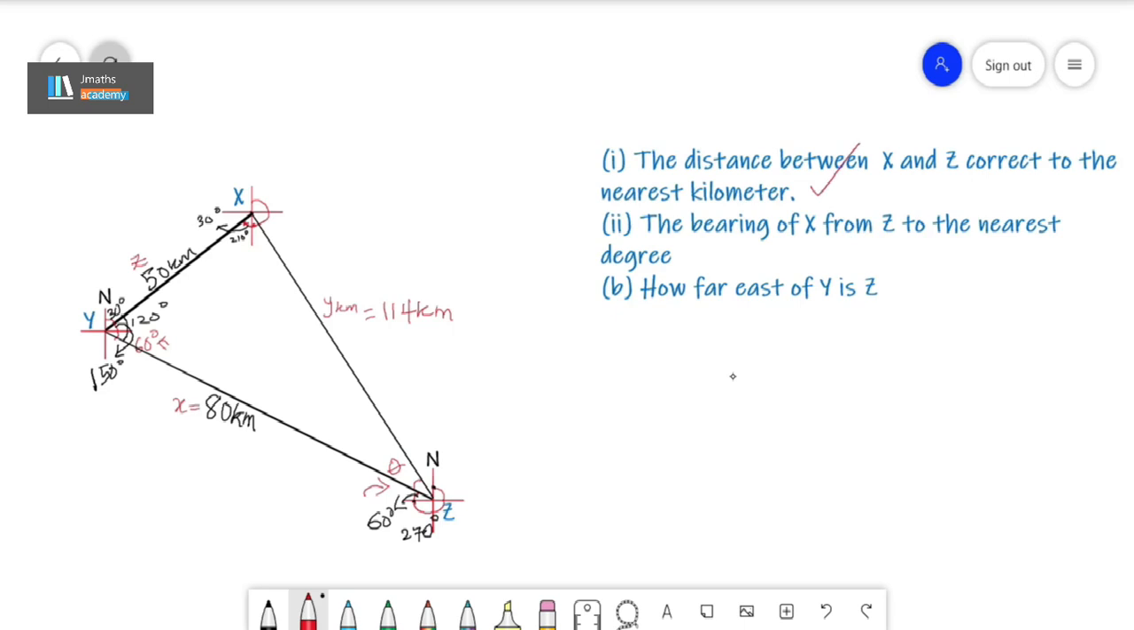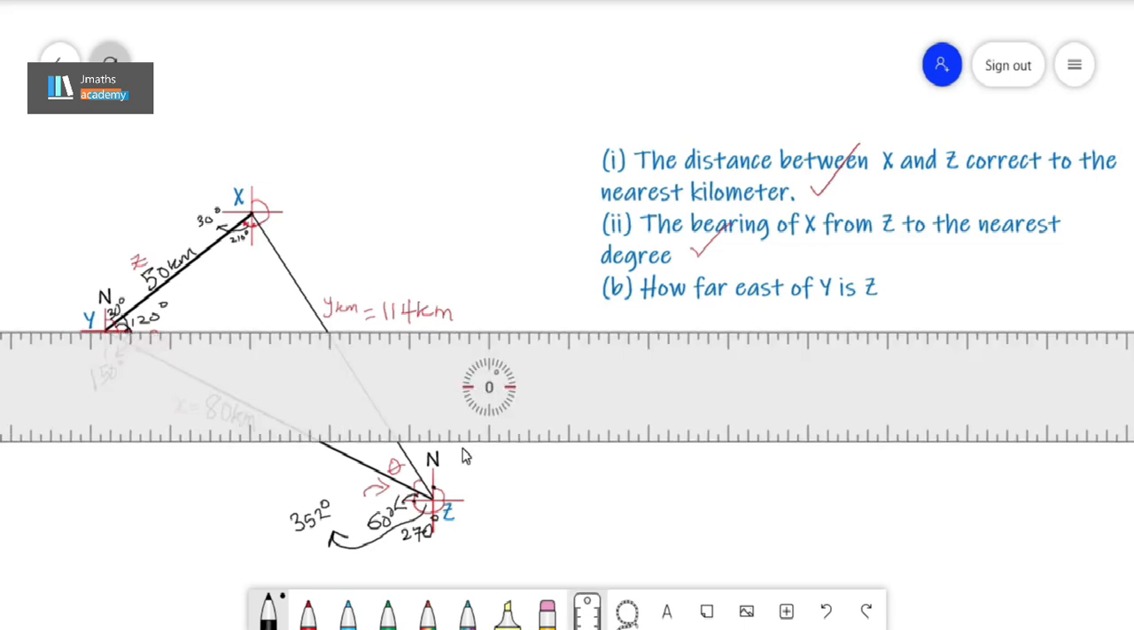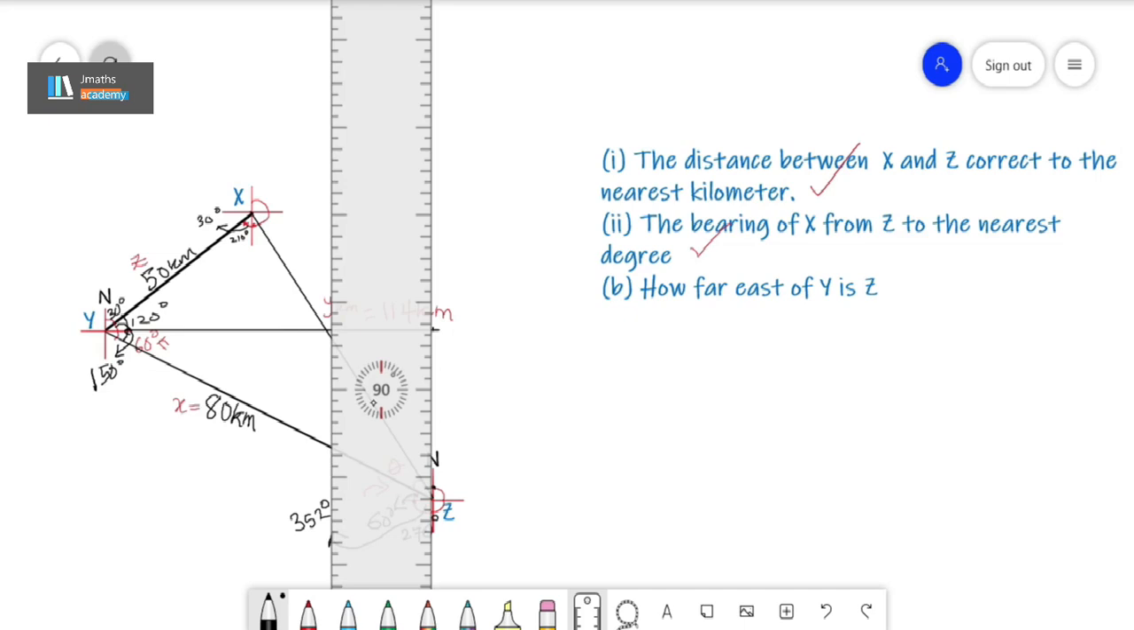We have found the distance between x and z. We found the bearing of x from z to the nearest degree. Now lastly, we have to find how far east of y is z. So now we know this place to be here to be 352 degrees. We have to find how far east of y is z. So we are moving in this direction. So we are talking about east of y, moving eastward from y to z. So we are moving in this direction to z.